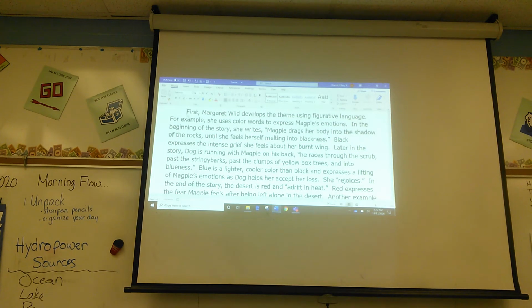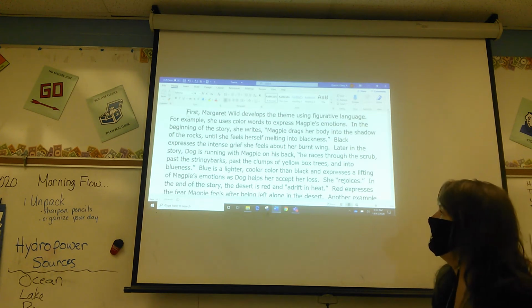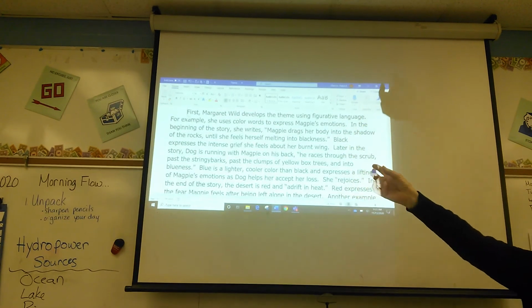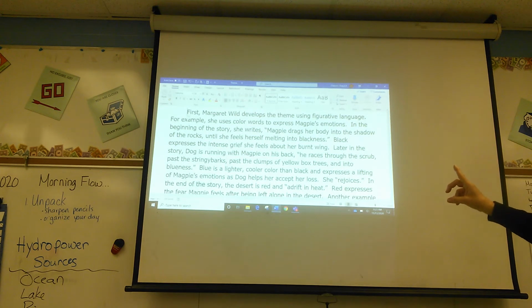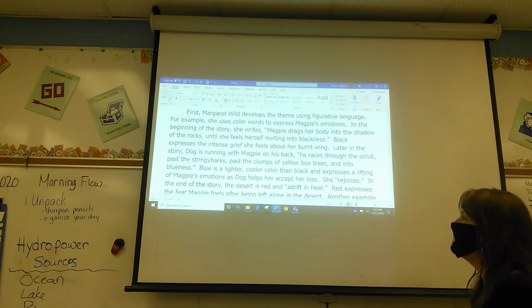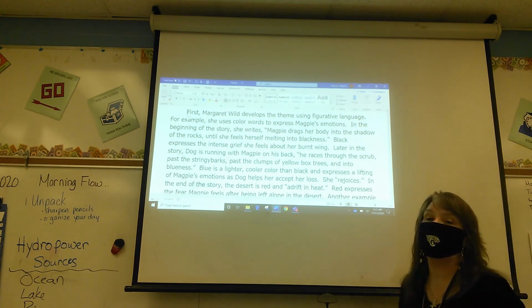All right, the first box on our checklist, or I should say the second after indenting, is that you use a transitional phrase. And you'll notice in the model, guys, your eyes should be up here or on your checklist, but not roaming around the room. First, all right, that's my transitional phrase, comma. Some of you are still struggling about knowing when to put a comma after your transitional phrase. First, comma, Margaret Wilde develops the theme using figurative language.